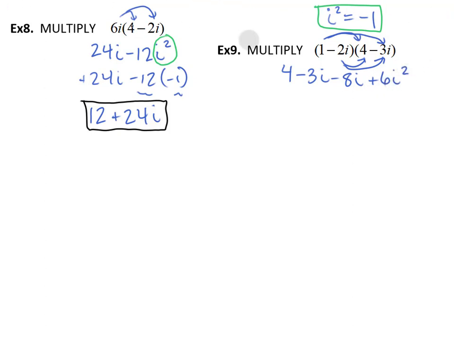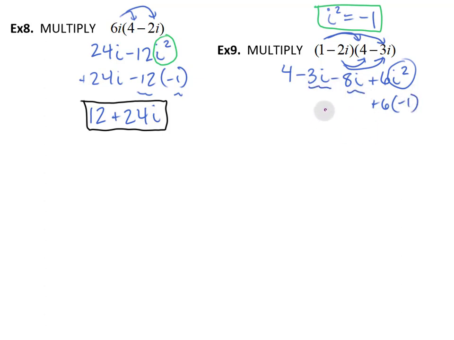And once again, like we just talked about, I should not leave a power of i that is greater than 1 in any of my answers. So we need to replace this with negative 1. So let's do that. That becomes 6 times negative 1.